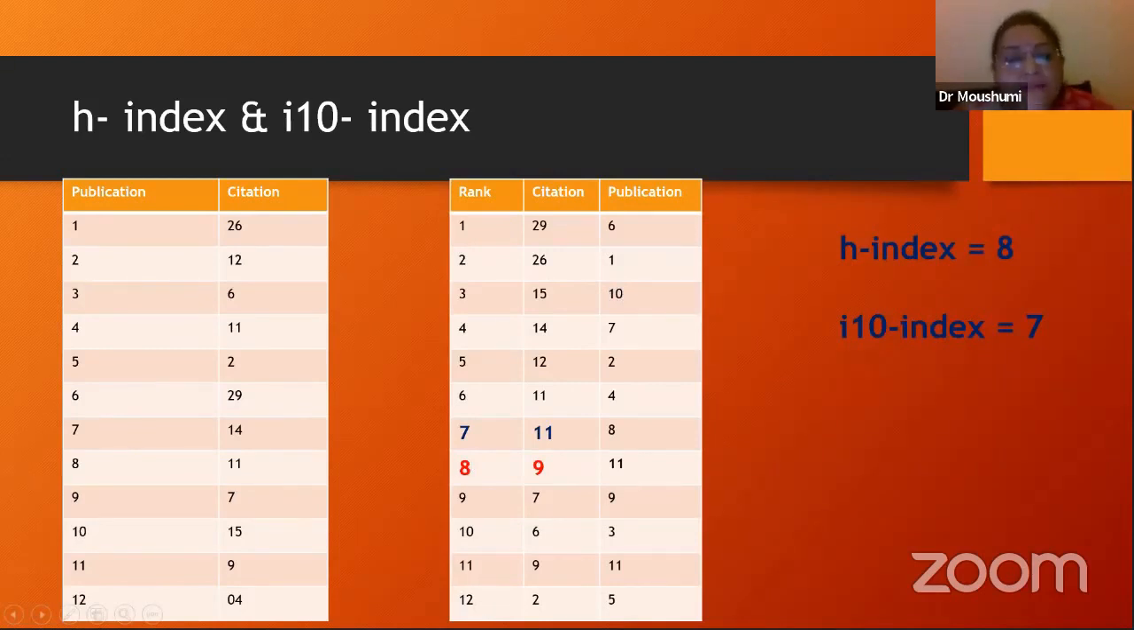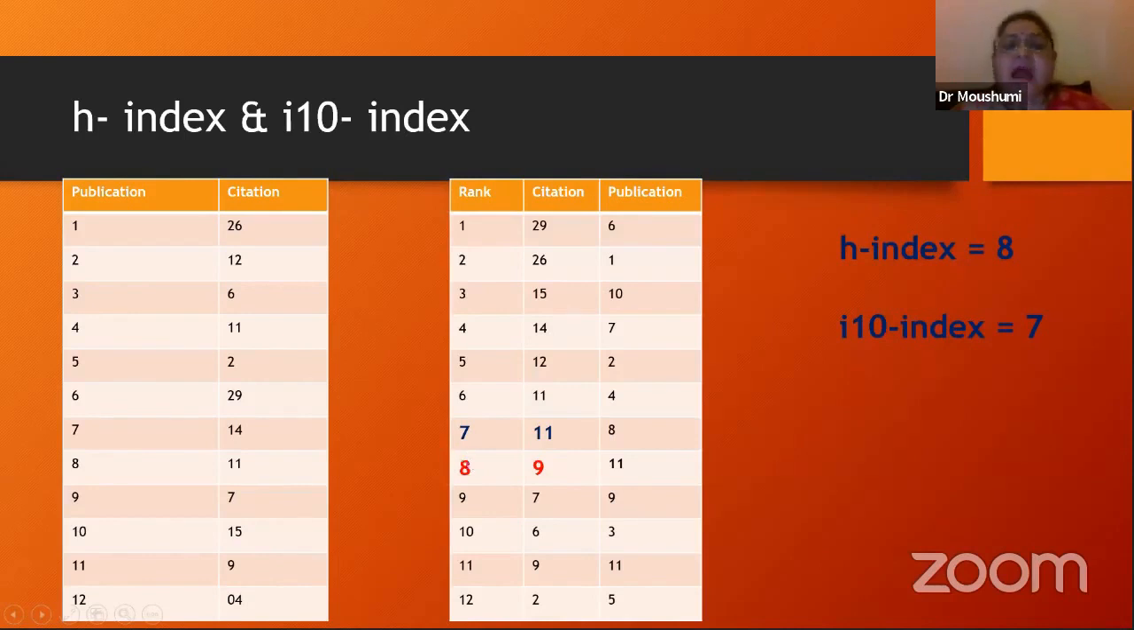Now, how do I calculate this H index? H index is about the rank and the number of citations. Rank 1, cited 29 times. Rank 2, 26 times. I go on. Rank 5, 12 times. So rank is smaller, the number of citations is more. Rank 6, 11 times. Rank 7, 11 times. Rank 8 publication, 9 times. But when I come to rank 9, the citation is 7. So which one is smaller? The number of citations is smaller than the rank. So my H index is 8. I think I'm clear. My H index is 8.